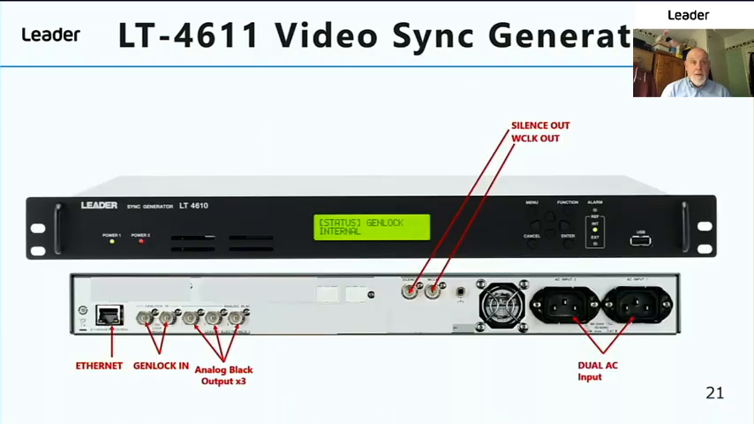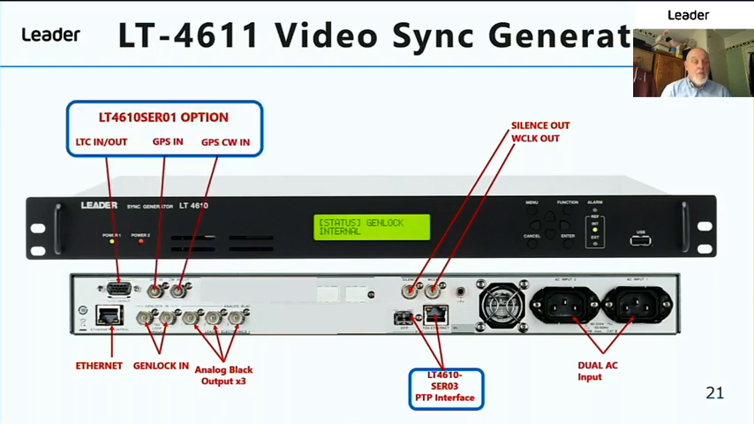Now, for those people starting with IP with a proof of concept, Leader has the LT4611, and this is a scaled down entry-level version of the LT4610. We have the Ethernet, we have Gen log in, we have analog black out x3, silence out, word clock, and also dual AC inputs. And this unit can have the SCR03 PTP interface added, making it a very cost-effective IP PTP reference solution.